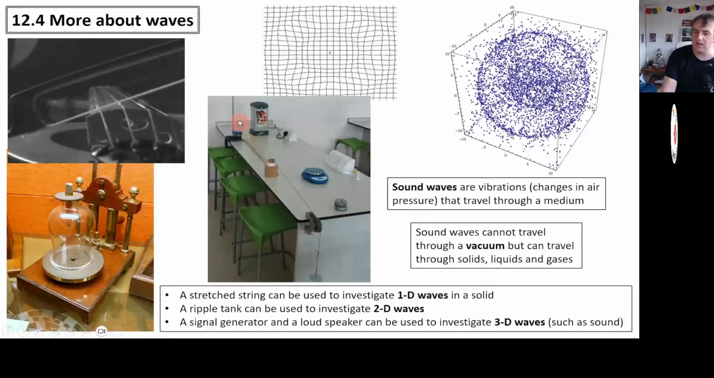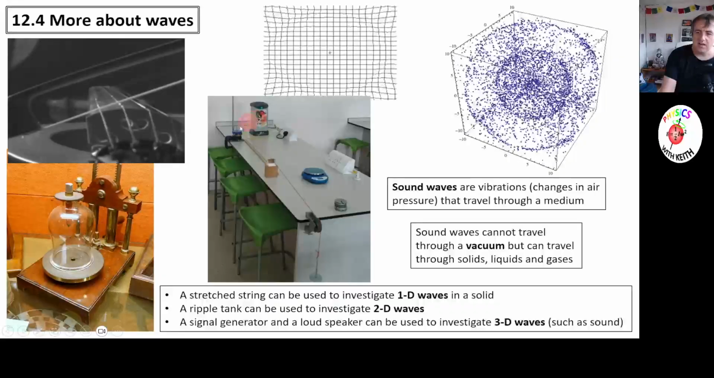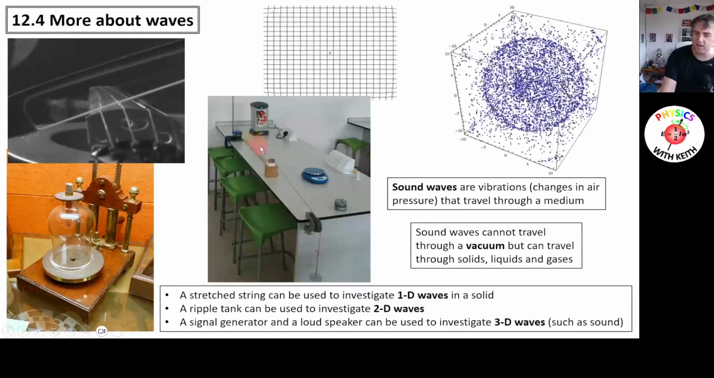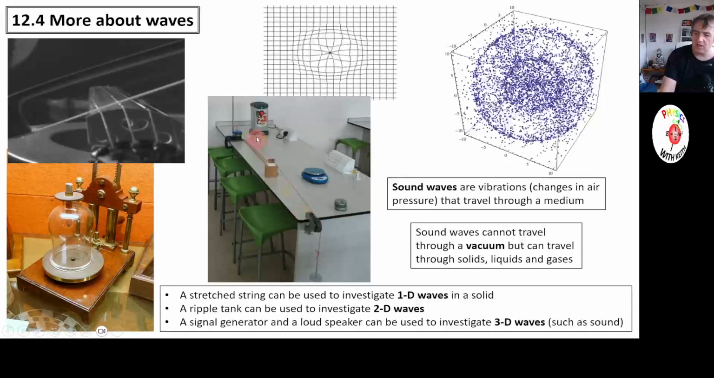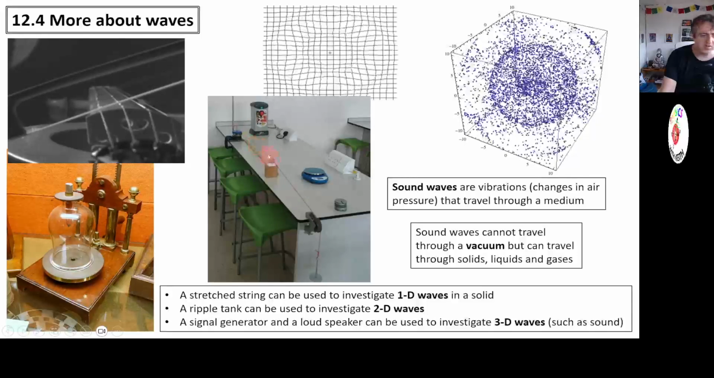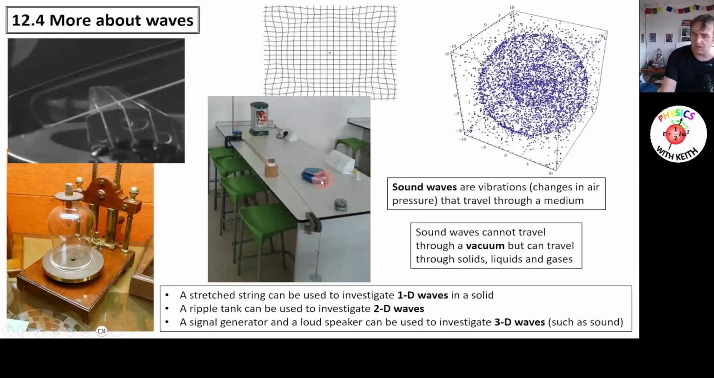We can do something similar here with a signal generator connected to a vibration generator attached to a piece of string, and we can set up these vibrations on this string. It's a pretty standard lab experiment we can do.